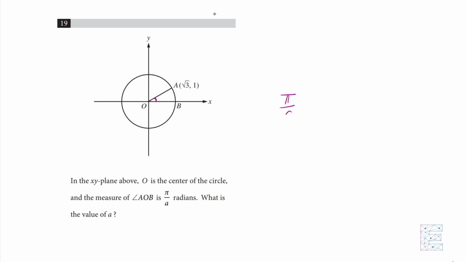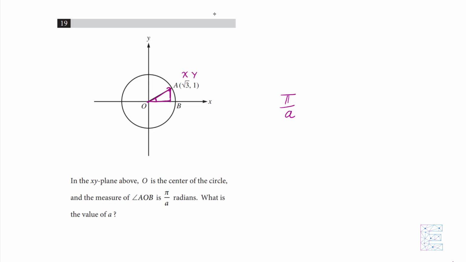pi over A radians. Now, we are also given a point right here. From this point, we can decipher that this is the x value, of course, and this is the y value. And to be able to answer this question, it really would help if you've had a little bit of trig, because you would maybe have seen something called the unit circle, but if not, that's okay. I just want to show you that you can create a little triangle here, like so.